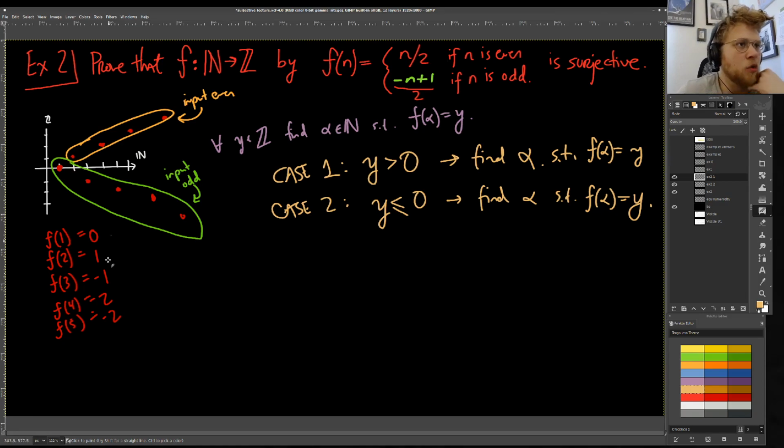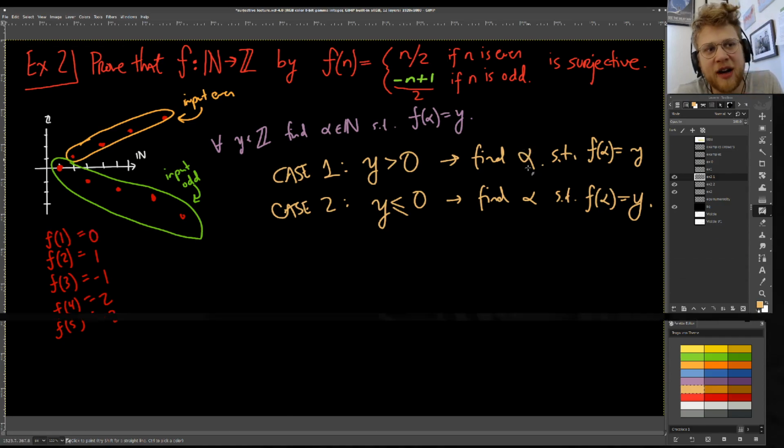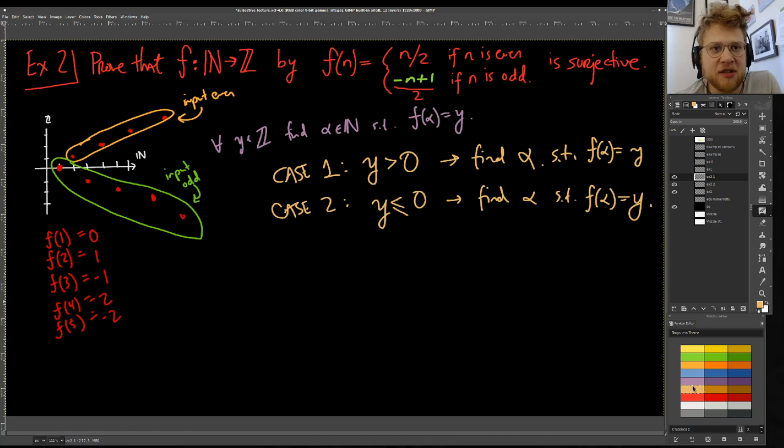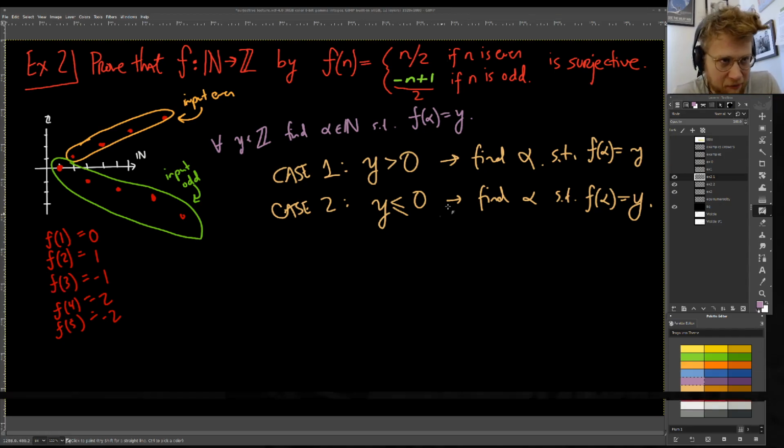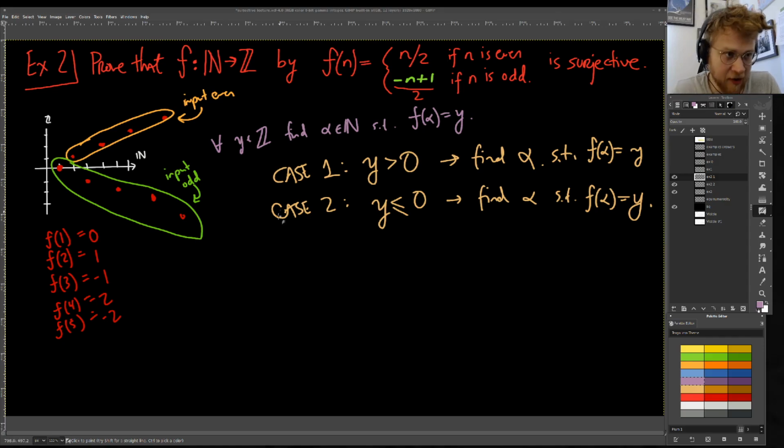So we're not actually proving anything yet. We're just sketching out how this proof is going to look. Second of all, let's go ahead and find out what these alphas need to be in these cases. If we do that, it's going to make our proof a lot clearer, because we just say case 1, let y be greater than 0. Let's figure out what alpha needs to be, and then just say for this alpha it will give us the y. Case 2, y is less than or equal to 0. Pick this alpha, and it gives y.